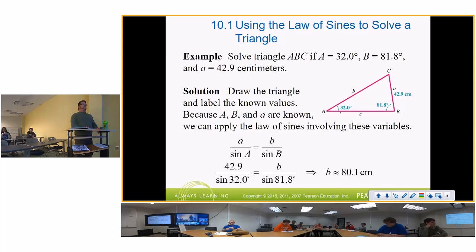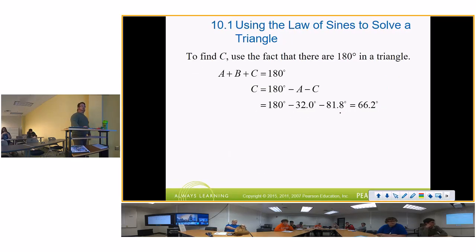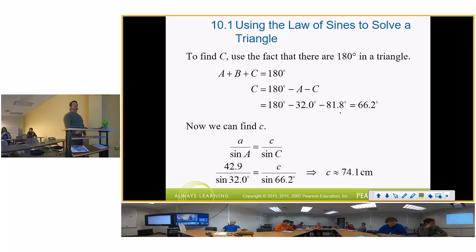80.1. Everybody got that right? Everybody should carry around a jug of water. And then find 66.2 and then 74.1. So you see that these problems are not that difficult. Sometimes they may throw an X in there, sometimes they may say one side is larger, but that's where your algebra comes in. The only new material in 10.1 and 10.2 is the law of sines and the law of cosines.